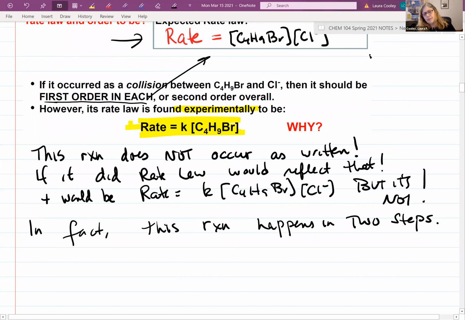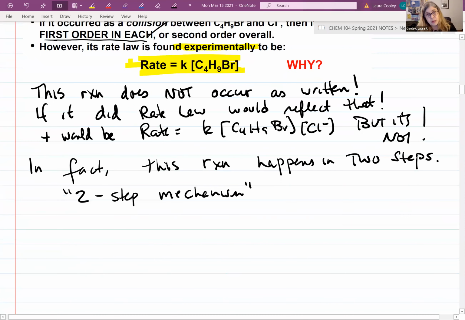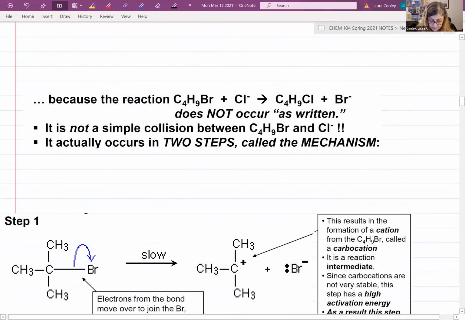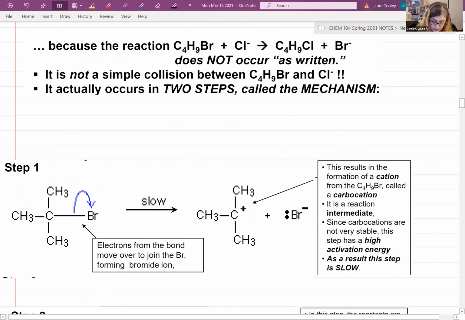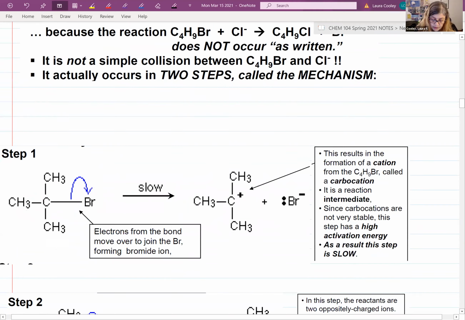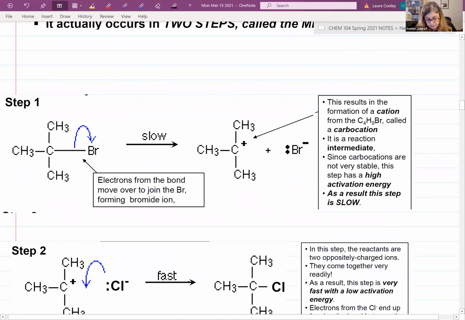The sequence of steps, like I said, is called the mechanism. It has a 2-step mechanism. Now I'm going to show you a slide that shows you that mechanism. It's 2-step. This is the first step right here.